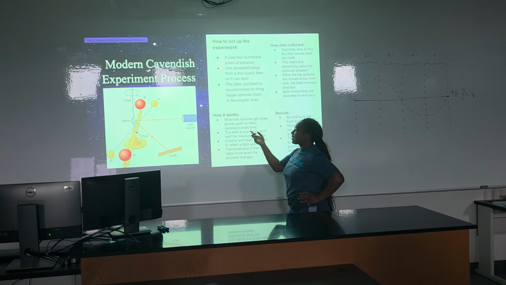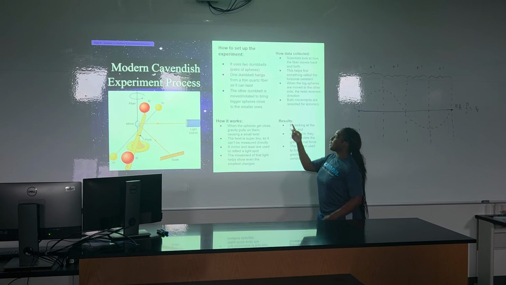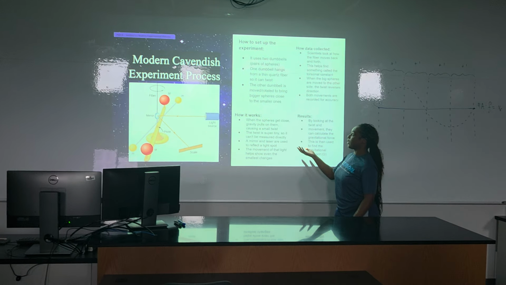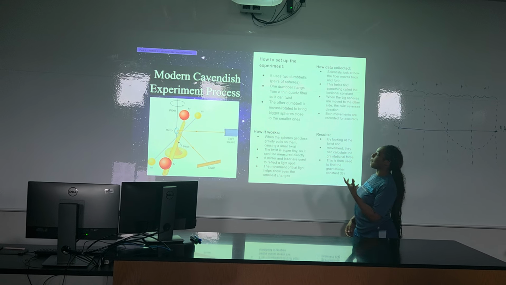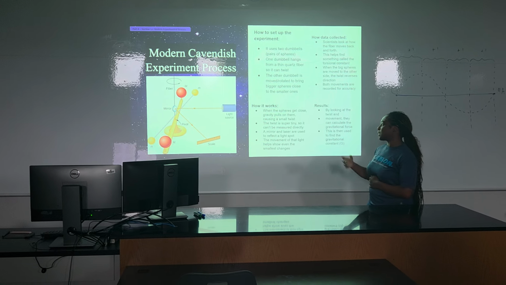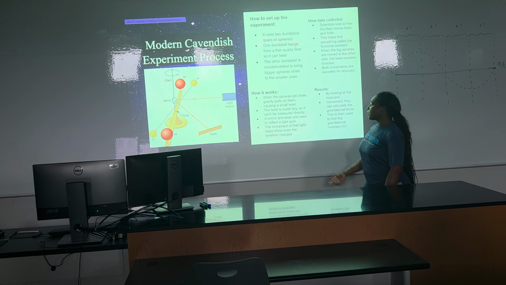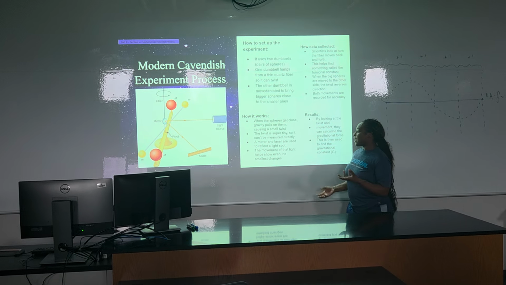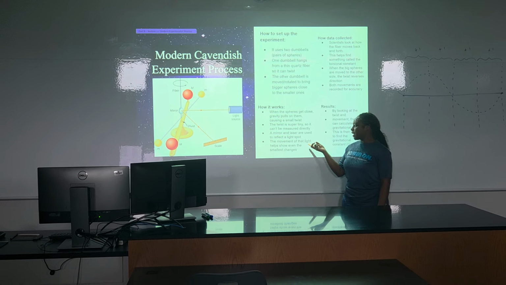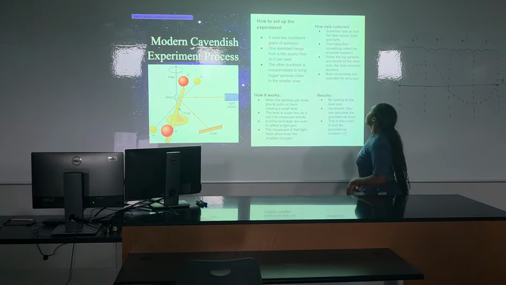The modern Cavendish experiment process uses two dumbbells. One dumbbell hangs from a thin quartz fiber so it can twist, and the other dumbbell is moved to bring bigger spheres closer to the small ones. When the spheres get close, gravity pulls them, causing a twist. The twist is super tiny, so they use a mirror and a laser to track the movement with light.